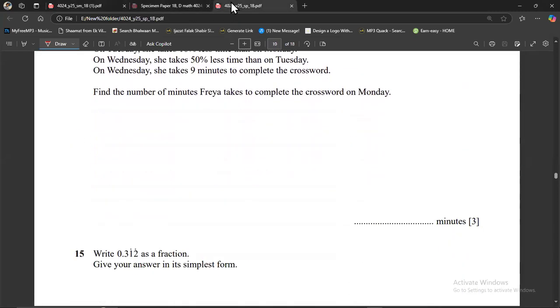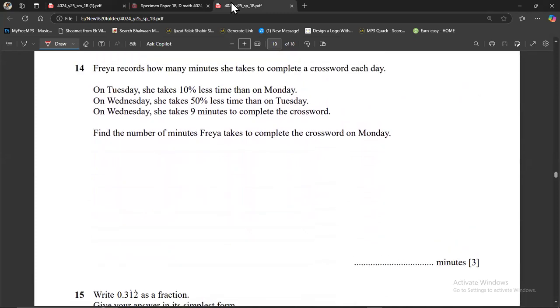Question number 14 coming up on your screen. It says, Priya records how many minutes she takes to complete a crossword each day. On Tuesday, she takes 10% less time than on Monday. On Wednesday, she takes 50% less time than on Tuesday. And on Wednesday, she takes 9 minutes to complete the crossword. Find the number of minutes Priya takes to complete the crossword on the Monday.